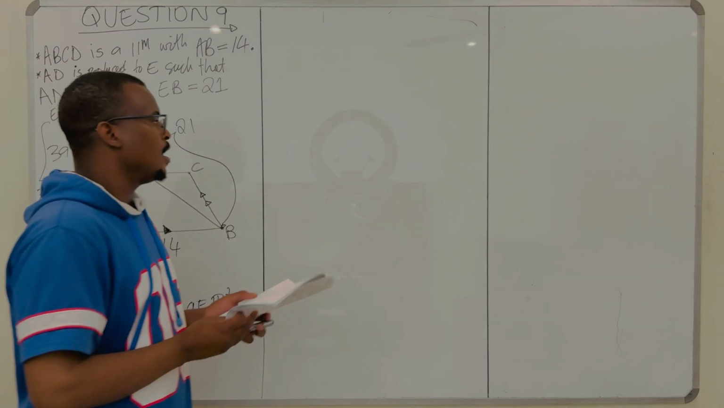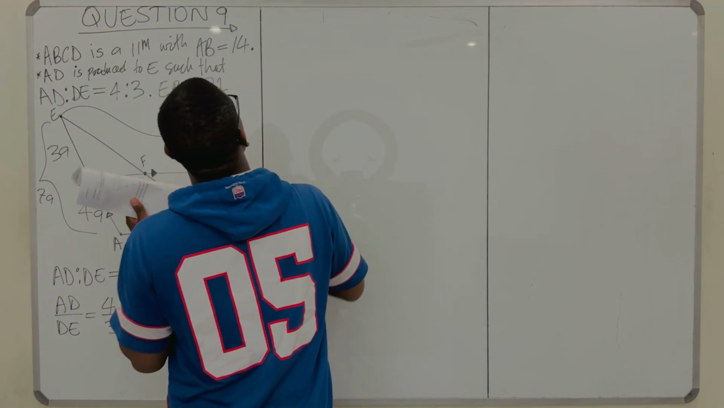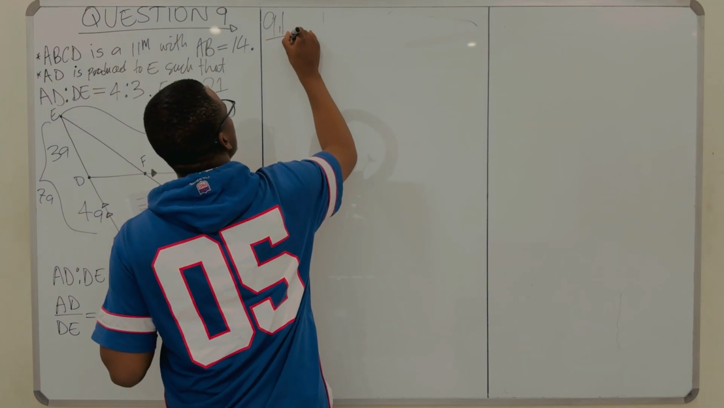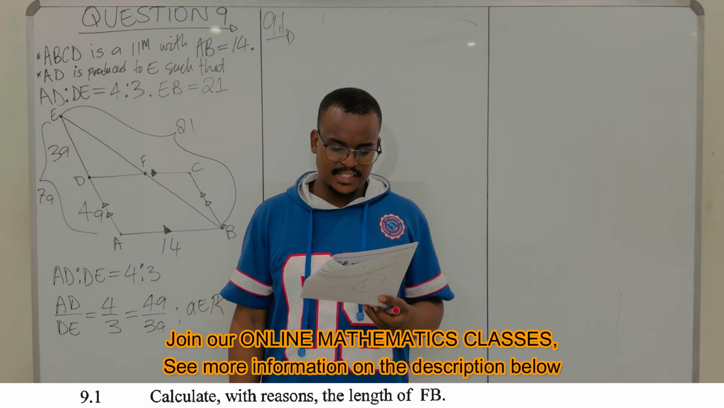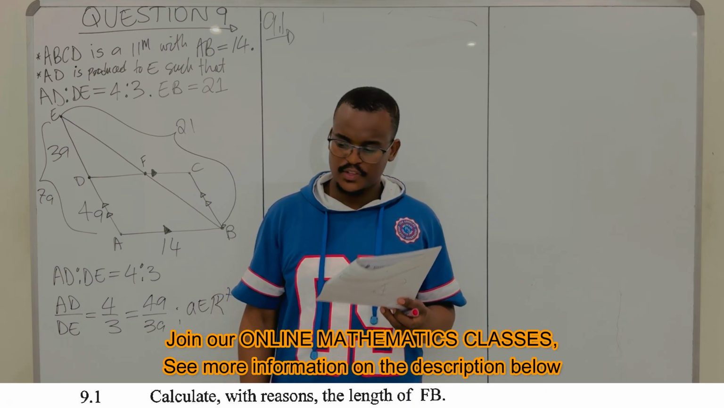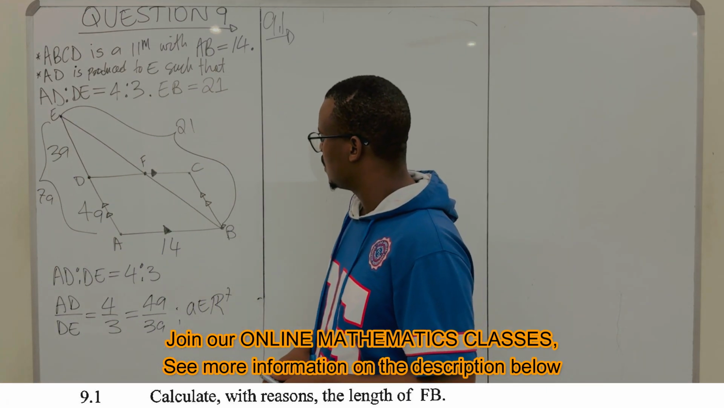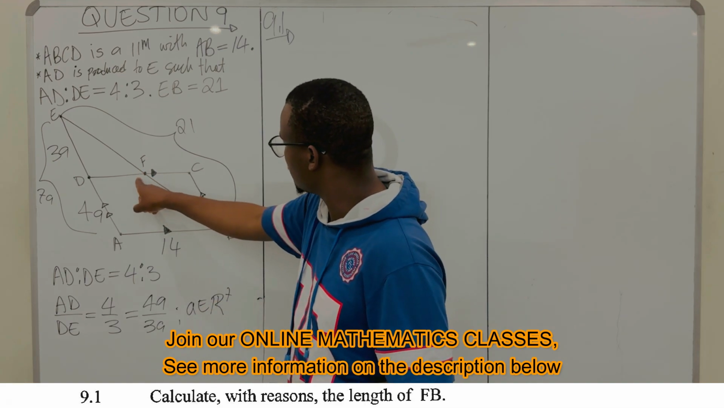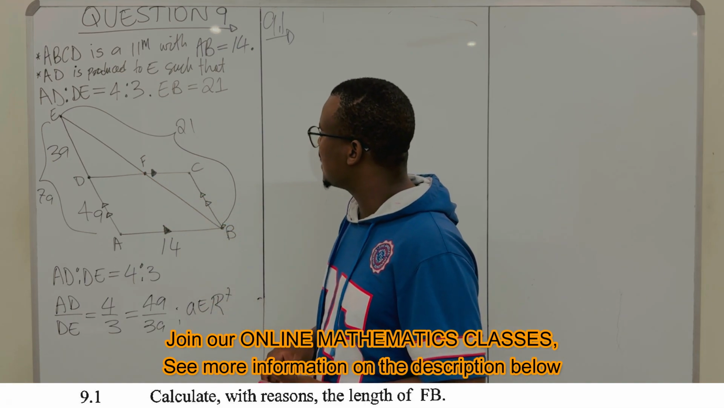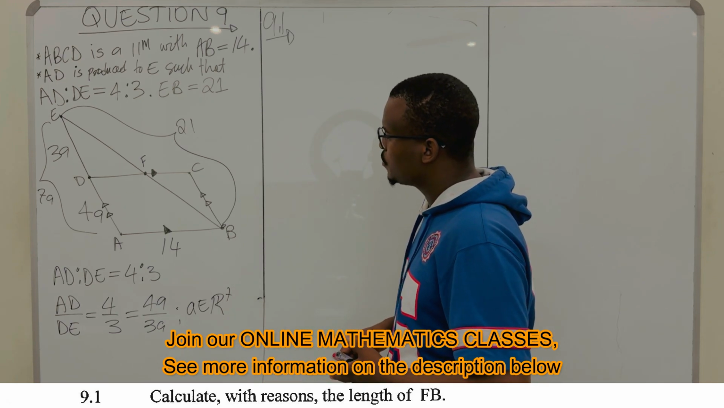So I'm going to do the first question, which is 9.1. What are they saying at 9.1? At 9.1, they are saying calculate with reasons the length of FB. So they want us to calculate the length of FB. What is FB? FB is this length over here, from there to there. So they want us to find the length of FB. No problem. What do we do?